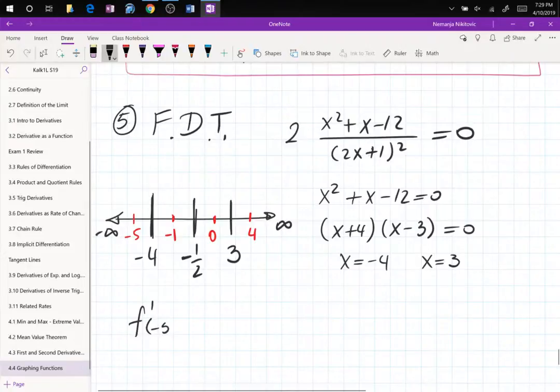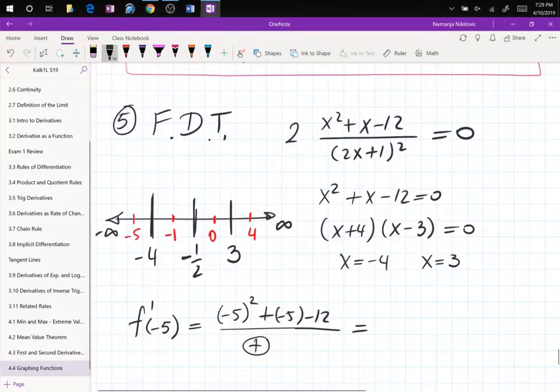First derivative calculated at negative 5. Kill me now. We don't have to worry about writing the 2. We don't have to worry about denominator that it's squared. It's always positive. All I need to figure out is negative 5 squared plus negative 5 minus 12. That's the only thing I have to figure out. The 2 in front is positive. The denominator is positive. When you start multiplying and dividing by positive numbers, the result doesn't change. If you multiply positive into positive, the answer is positive. If you multiply positive into negative, again, it's negative. So it doesn't matter. We just look at upstairs.